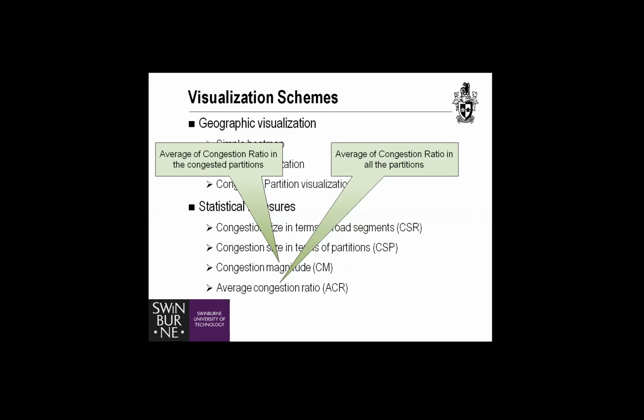So at a point in time, we may have multiple disjoint partitions marked as congested, and this congestion magnitude considers the average of the congestion ratio of all those congested partitions. Then the last measure, average congestion ratio, refers to the average of the congestion ratio of all the partitions. So basically, it considers the whole network instead of only the congested partitions.